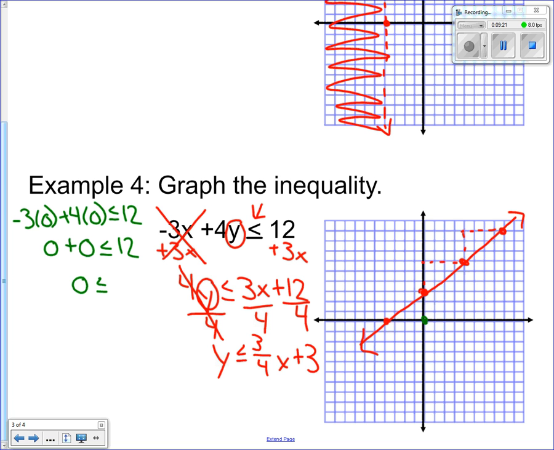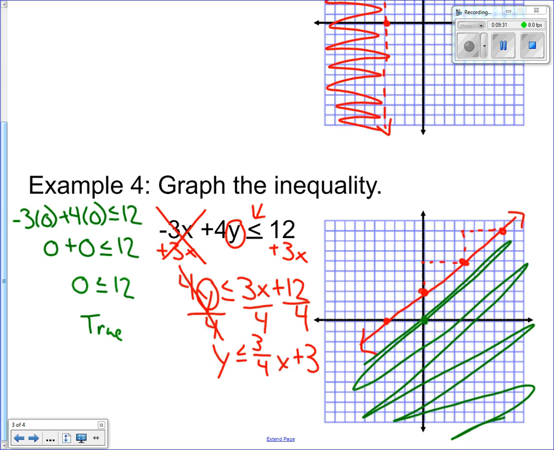0 is less than or equal to 12. That's true. So therefore, this is included. So I shade the part that has that. So it's everything below the line.